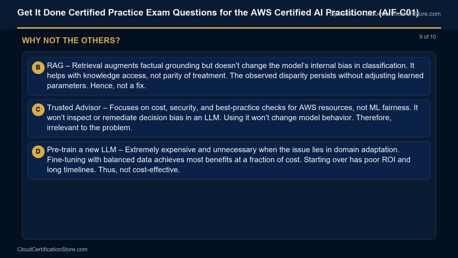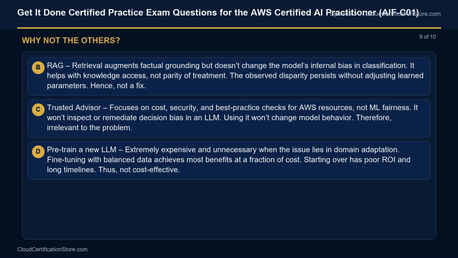Why not option C? Trusted Advisor focuses on cost, security, and best practice checks for AWS resources, not ML fairness. It won't inspect or remediate decision bias in an LLM. Using it won't change model behavior. Therefore, irrelevant to the problem.